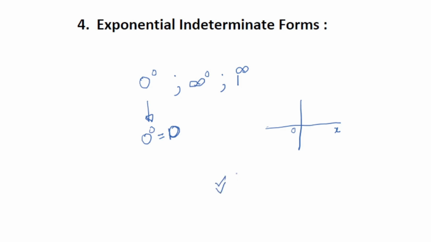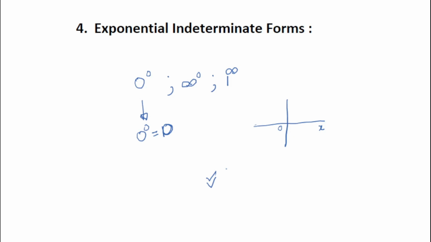Now we have completed the indeterminate forms. In this video we have seen four indeterminate forms. First is the quotient indeterminate form, second is the product indeterminate form, third is the subtraction indeterminate form, and fourth is the exponential indeterminate form. Okay, we have completed.